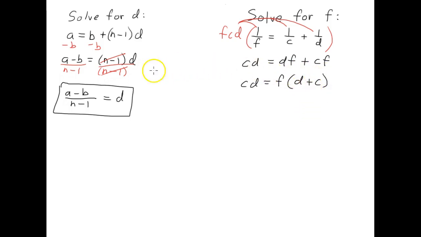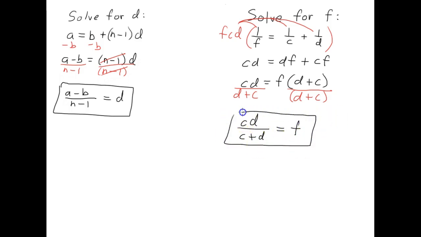Okay, now this looks familiar to what we did over here. We've got F multiplied by something, and so I'm going to divide each side by that D plus C. We can't cancel this C and this D because the D and C are not being multiplied down at the bottom, so this is how it's going to be left at the end. I'll write C, D. I am going to write this in alphabetical order, C plus D. C times D over C plus D equals F. And that's how we solve that one for that letter F.